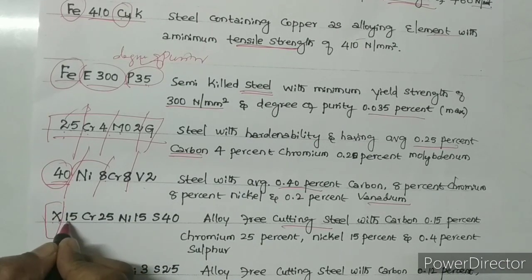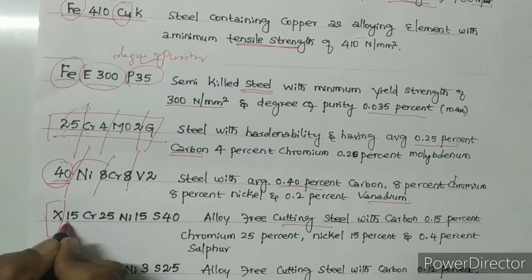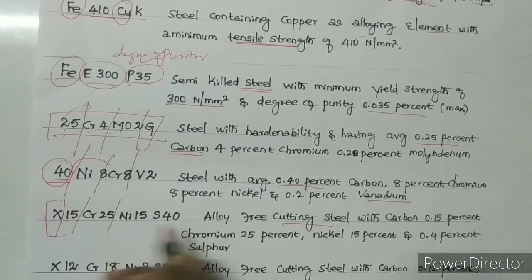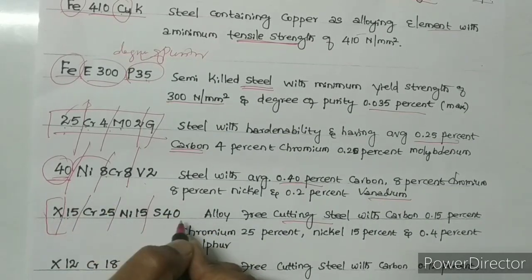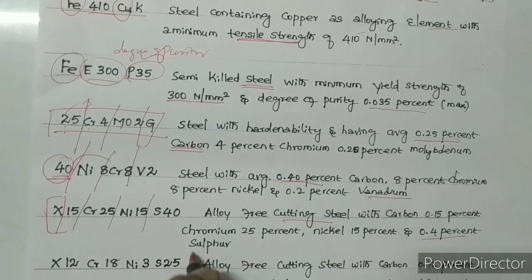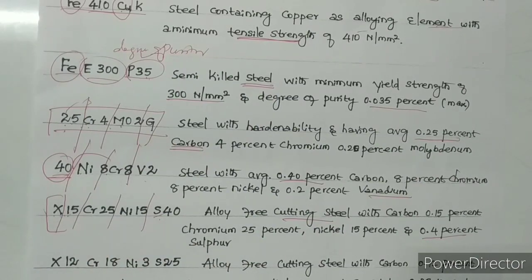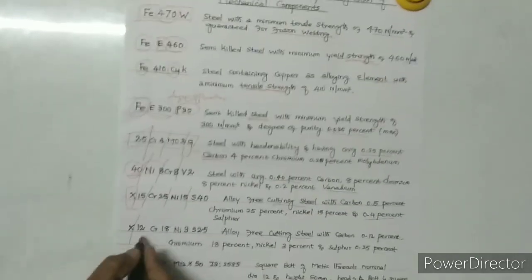Again, 0.15% of carbon, 25% of chromium, 15% of nickel. The last you should write 0.4% of sulfur. S is sulfur. Now again, X is again a free cutting steel.